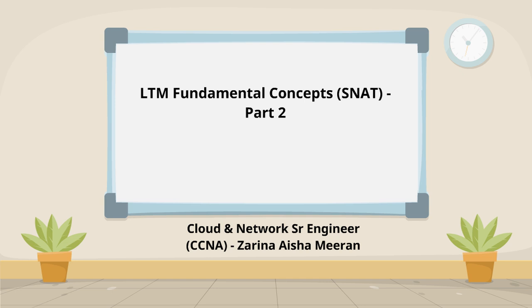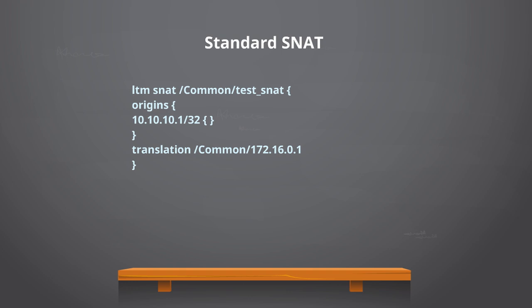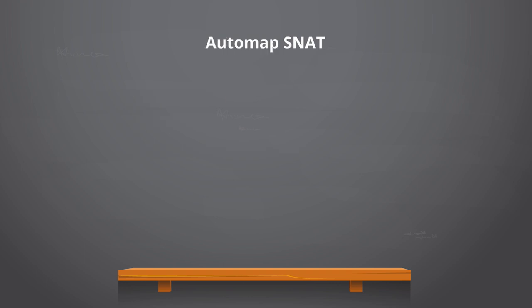This is part 2 of SNATs. In this video, I will be covering the different types of SNATs along with some considerations when implementing SNATs. Okay, so let's start off with a standard SNAT. Here, using TMSH, you can see an origin address, a 32-bit address, 10.10.10.1 is translated to 172.16.0.1, and that's all it does.